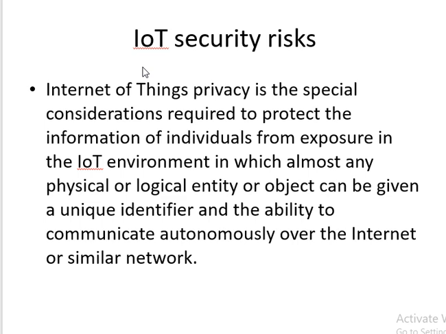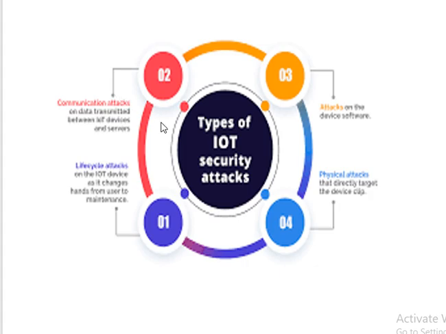IoT security risks. Internet of Things privacy is the special considerations required to protect the information of individuals from exposure in the IoT environment, in which almost any physical or logical entity or object can be given a unique identifier and the ability to communicate autonomously over the internet or similar network. And this picture displays the types of IoT security attacks: communication attacks, attacks on the device software, physical attacks, lifecycle attacks.